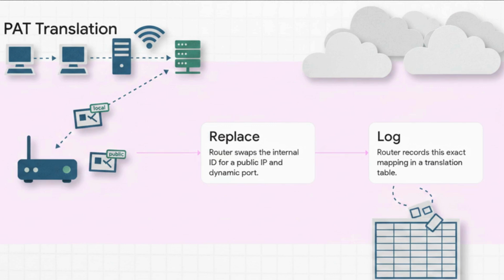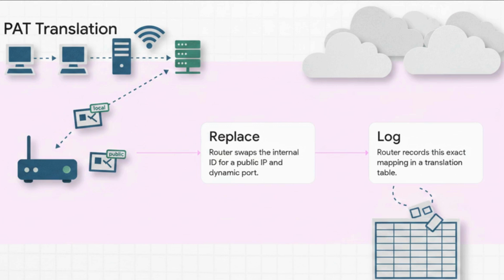Step 1. The packet leaves the device with its internal private IP address, let's say 192.168.1.10, and an original source port, something like TCP 1500. Step 2. This is where the router acts like a diligent bouncer at a club. It stops the packet, takes away its private ID badge, and swaps it for a temporary public one. The router literally replaces that internal IP with its own single public IP address and replaces that original source port with a unique, dynamically assigned port number from its own available pool.